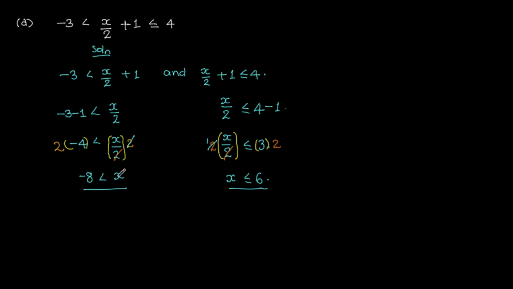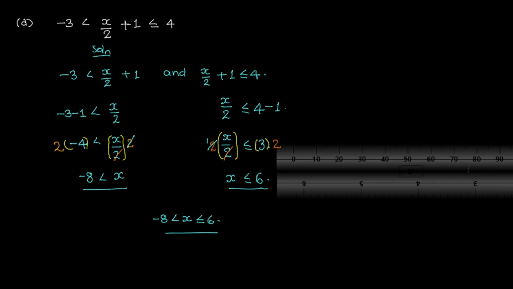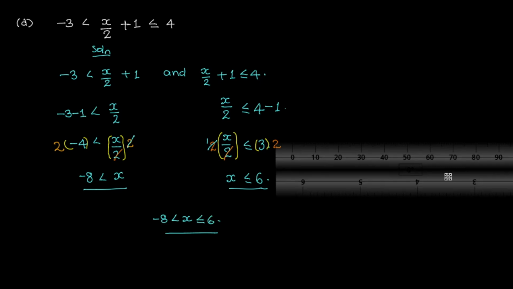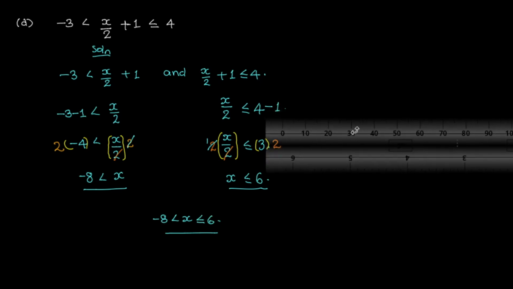Now since we have x and x facing each other, we know that this number, -8, is smaller than +6. So we can combine all of them together, and we have -8 is less than x is less than or equals to +6, and that becomes our solution. So as before, we can move on and draw our number line.